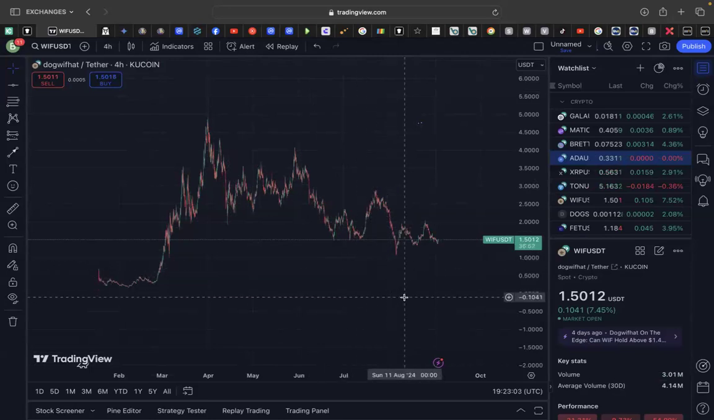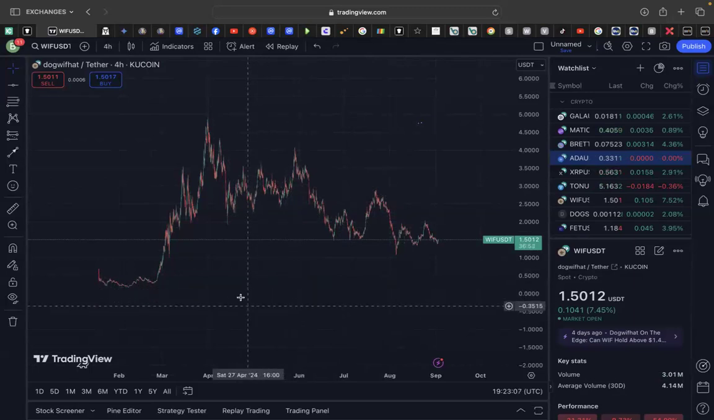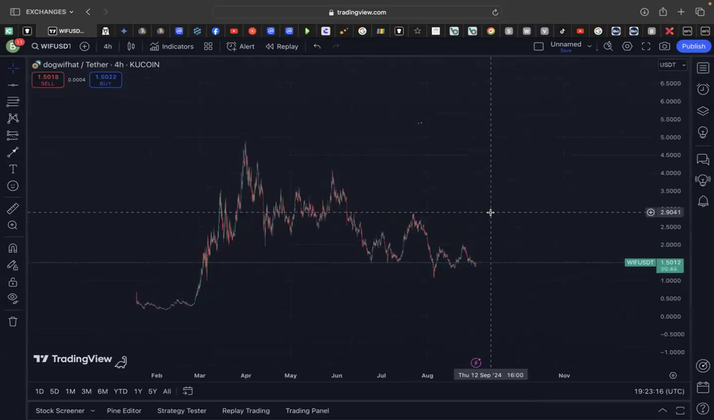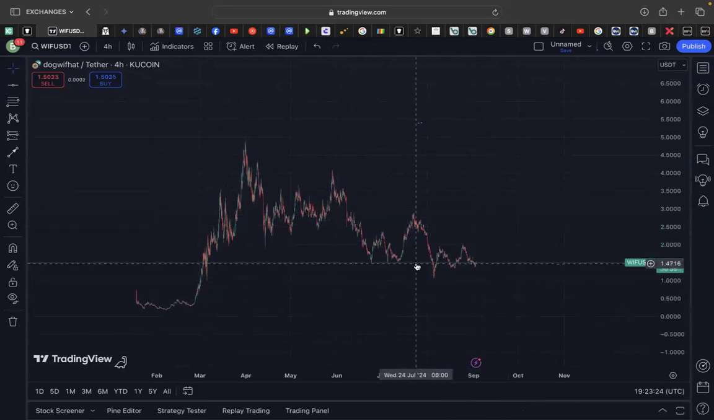So let's try and look for levels of support, levels of resistance. What is going on with this chart? It's a bit more complicated than Bitcoin, but let's try and identify some levels.